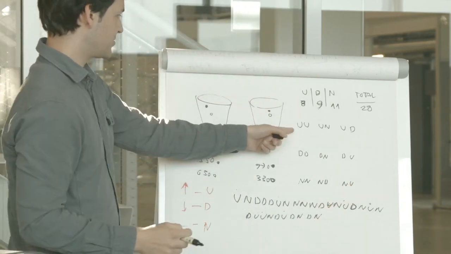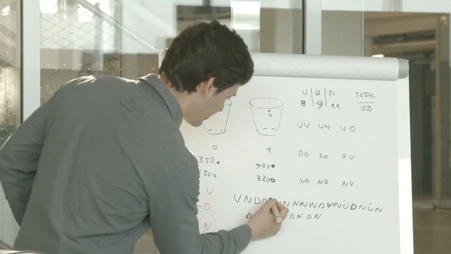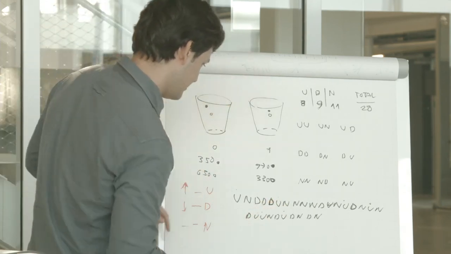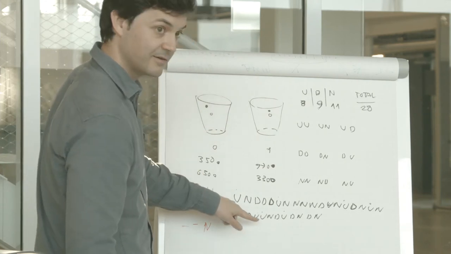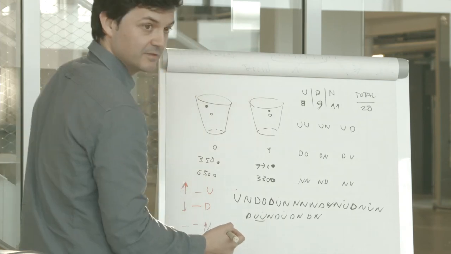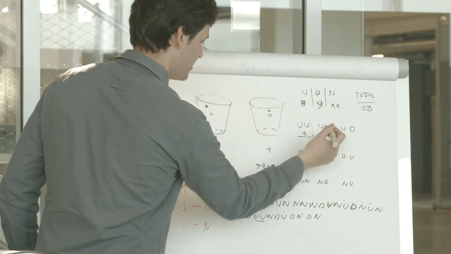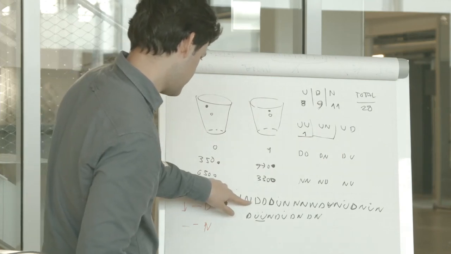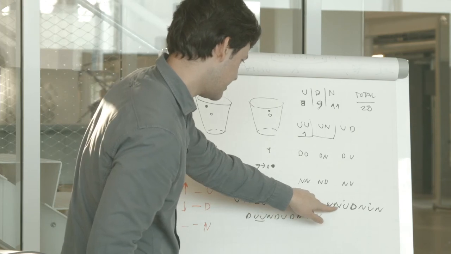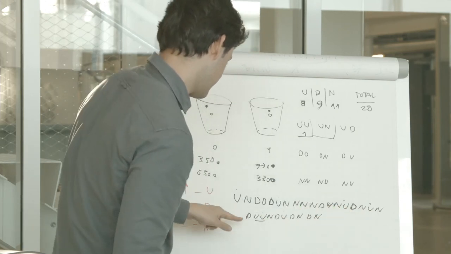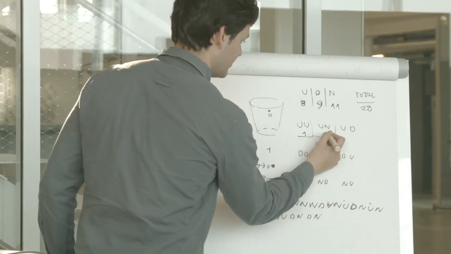Okay, how many times do we have UU? Can you help me? I'm sorry for my handwriting. One, this one. Okay, UN: one, two, three, four, five.